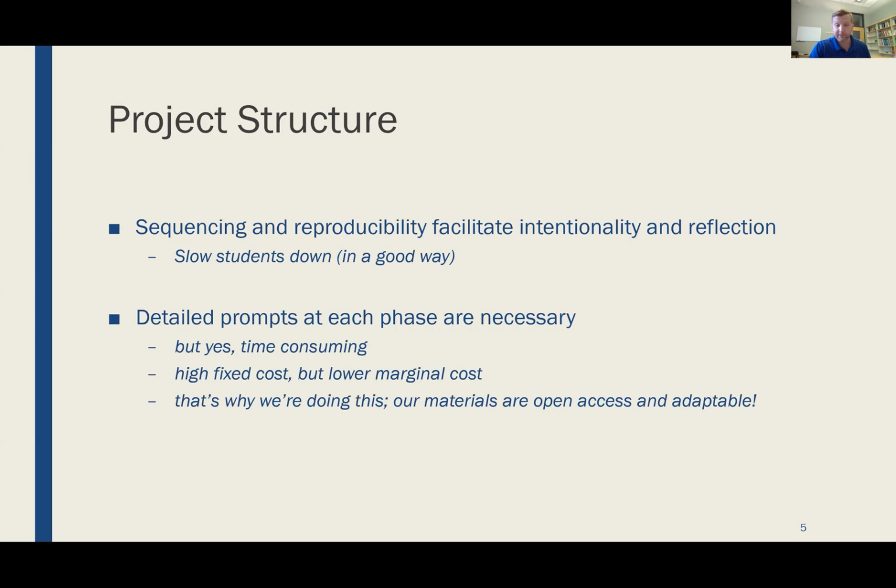So what we do to make this possible is we have really detailed prompts at each phase. Yes, this is super time consuming. There's a high fixed cost, but a lower marginal cost because you have these rubrics to help you provide feedback along the way. And of course, that's one of the reasons we're doing this, and I'm here today, is that we are making all these available to you.